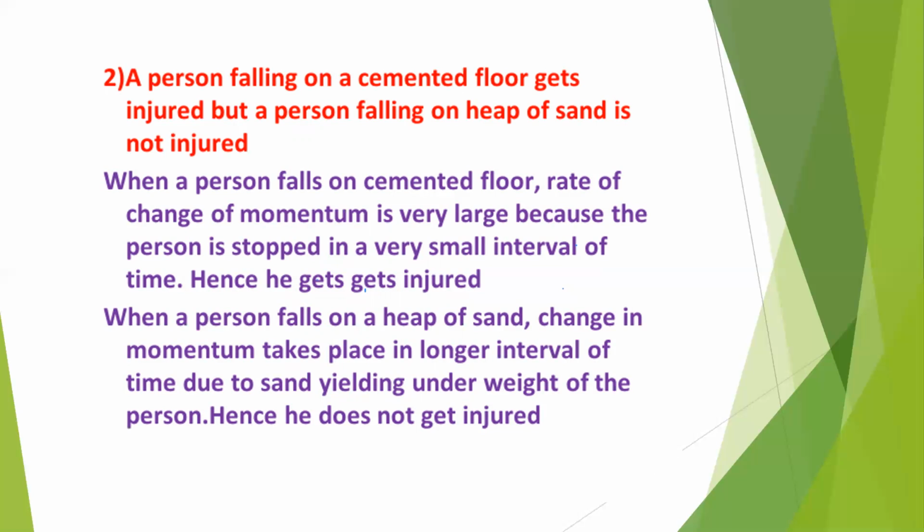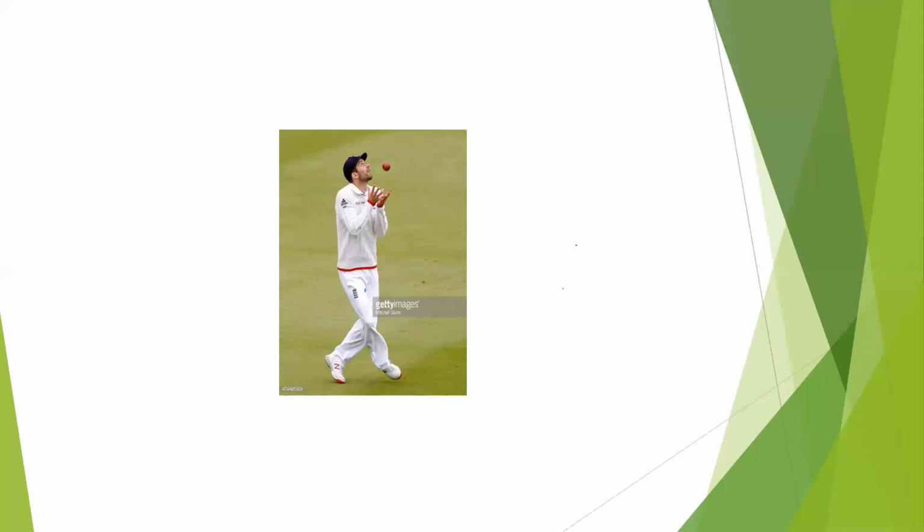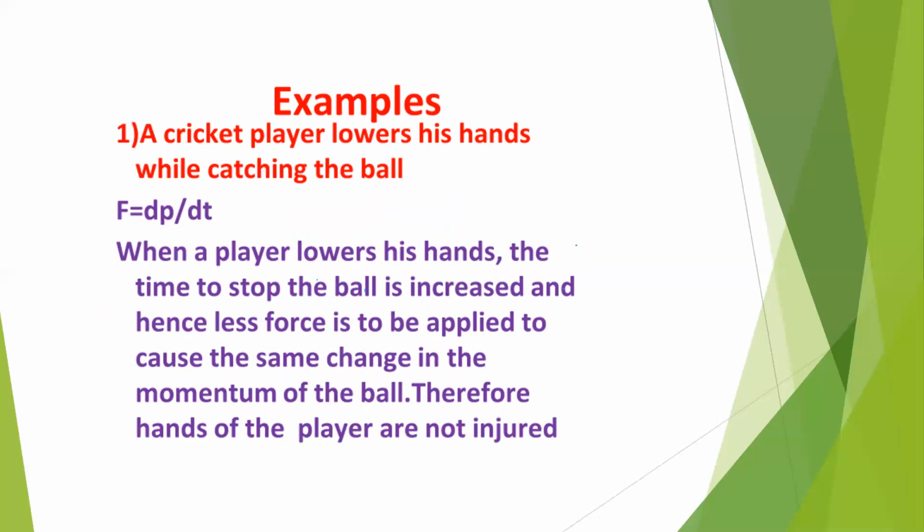See, the explanation is, because in the beginning only I told you regarding the momentum concept, that F is equal to dp divided by dt. When a player lowers his hand, the time to stop the ball is increased. As you take your hands a little down, the time for that ball to reach your hand will increase. So in the expression, you can see the denominator here.